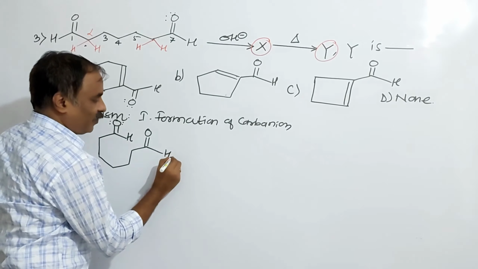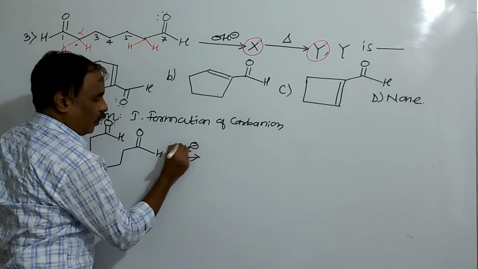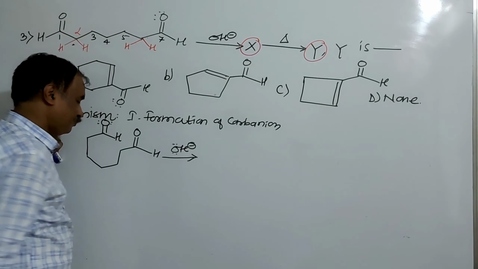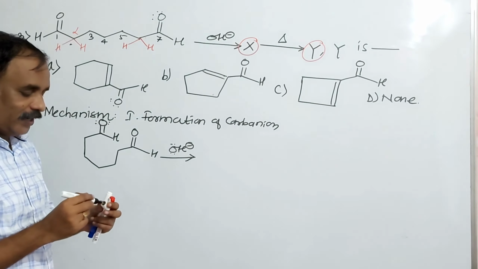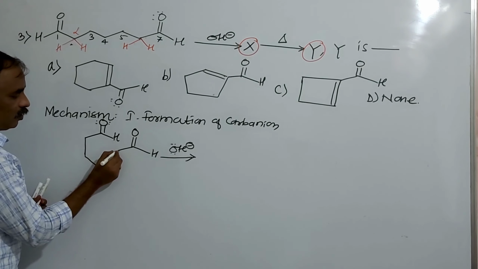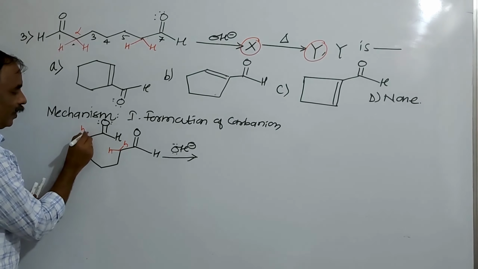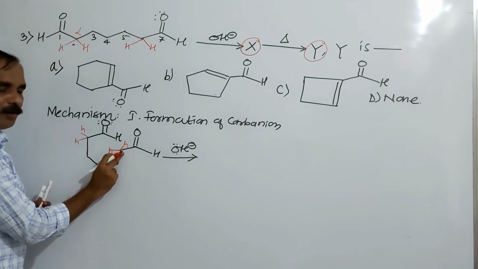Now the reaction of this with base. Our interest is in the alpha carbon atom and the alpha hydrogen atom. Here these two are alpha. Here are alpha hydrogen atoms, and here also alpha hydrogen atoms. You can take any one carbon. I will take this alpha carbon.